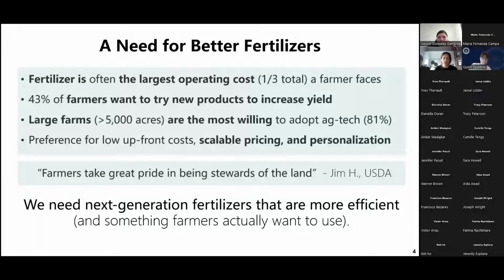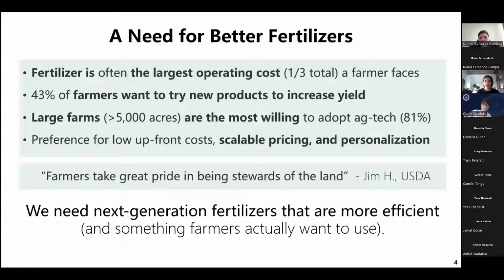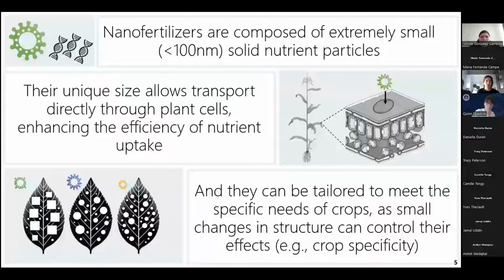And so being good stewards of the land is very important to them as well. So we have this idea that you need better fertilizers that are more efficient, have less damage, and that farmers want to use. It can't be a totally crazy product that's way too much work for them. And so there's this new field of fertilizers called nanofertilizers, or nanoparticle-based fertilizers.